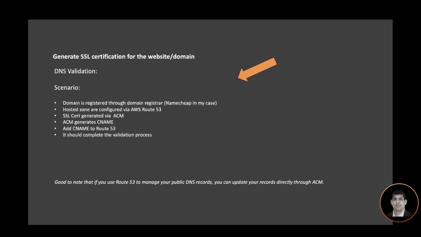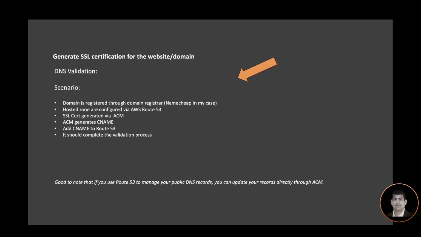So here is the scenario that I have for this workshop. My domain is registered through the domain registrar Namecheap. Hosted zones are configured via AWS Route 53. The SSL certificate is generated via ACM. ACM will generate the CNAME. I need to add those CNAMEs to Route 53, and then it should complete the validation process.